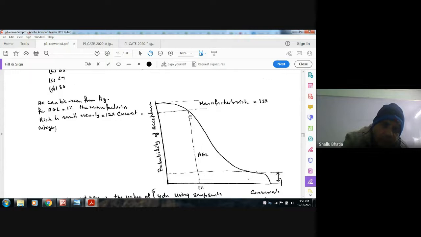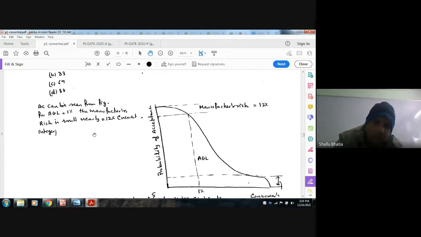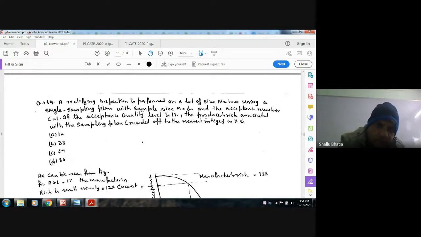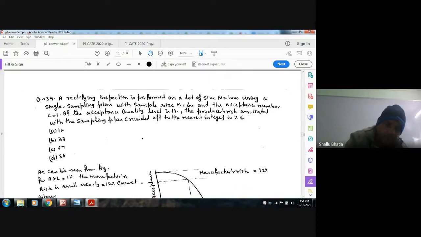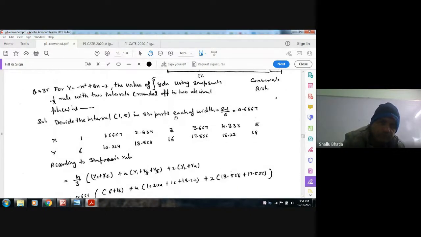When the quality is 99% accurate, then the probability of acceptance is according to this, and still there is a manufacturer risk of 12% acceptance. Probability of acceptance is your 98%. Okay, so when AQL is 1% or less, the probability of acceptance is more, or the producer's risk or manufacturer risk is less. So answer is A. Okay, next.